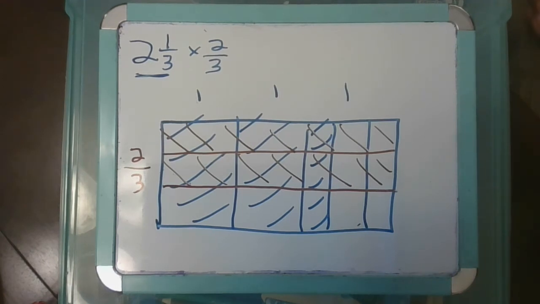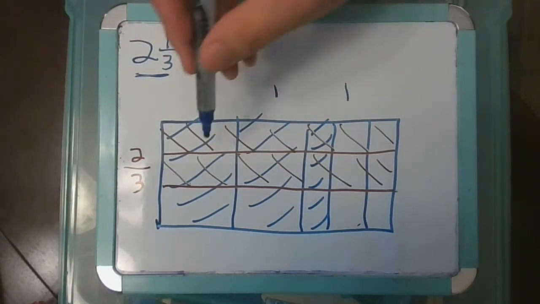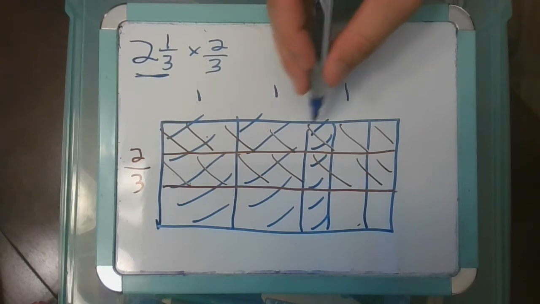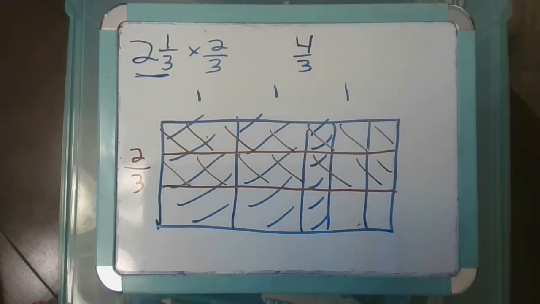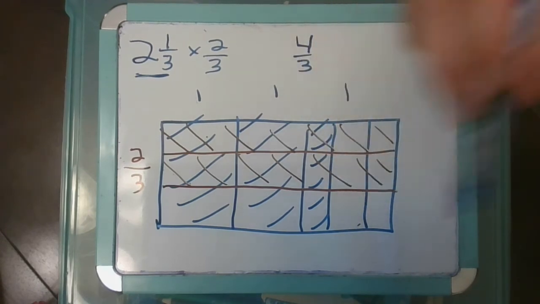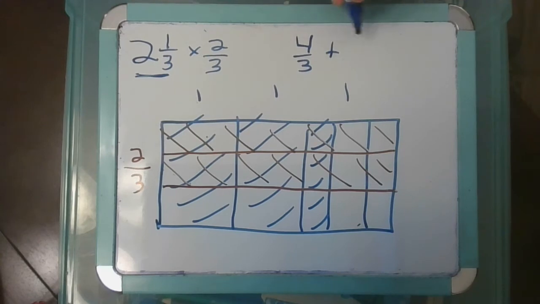So let's take a look. I've got several pieces that look like they are thirds. These 4 pieces right here are all thirds. So I have 1, 2, 3, 4. I have 4 thirds there. Okay. Now, down in this last unit right here, these are not thirds. Okay. These are, let's see, broken up into a 3 by 3. So those are ninths. And I have 2 of them that are shaded. So I have plus 2 ninths.